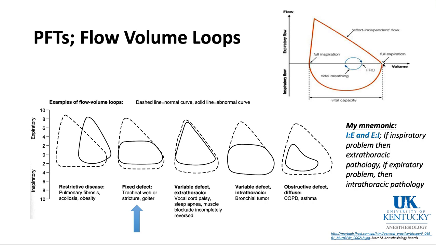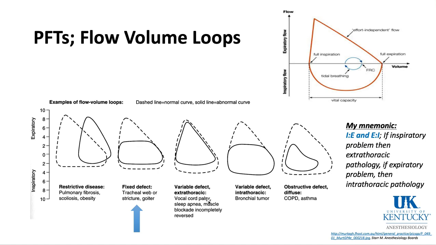Now there's some classic patterns that are shown at the bottom, and let's look at the fixed defect first. A classic example of that would be a goiter or tracheal web or a stricture after someone who's been intubated for a long time and gets tracheal stenosis. In that case, air coming in, inspiration, is truncated. Air getting out doesn't have as high flow rates, and so both inspiration and expiration don't have the classic pattern of flow volume loop. They're truncated flows in both inspiration and expiration. Let's look at another example, which is the variable defect extrathoracic.